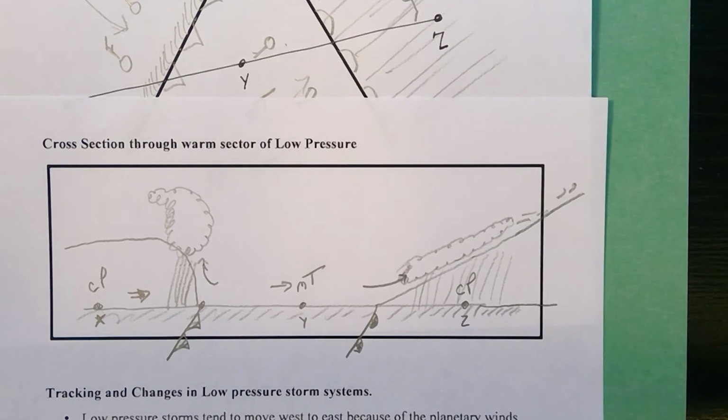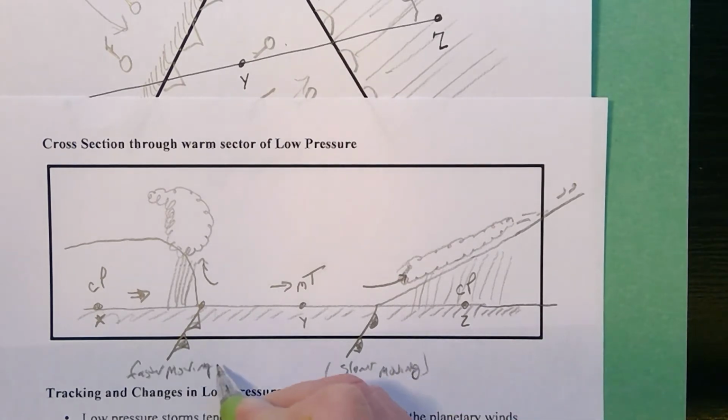So if you go through the center of your cyclonic storm system, you've got a cold front, and cold fronts tend to be faster, chasing a warm front, and the warm front tends to be slower. So my cold front is faster moving, and my warm front tends to be slower moving. And that's eventually what probably is going to lead to the formation of an occluded system.